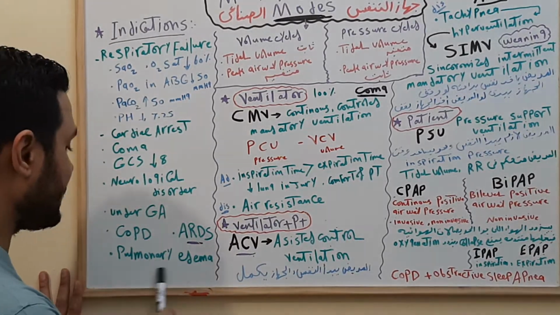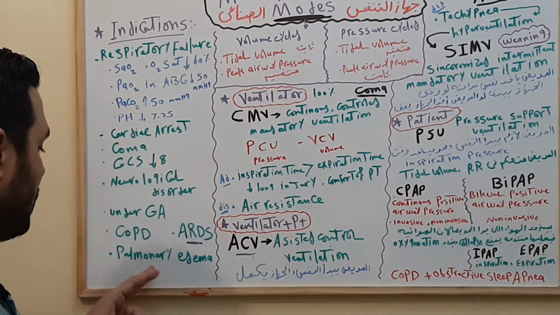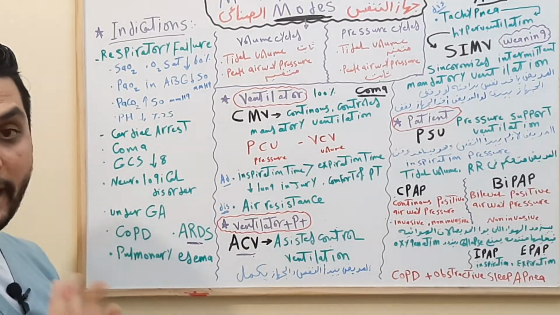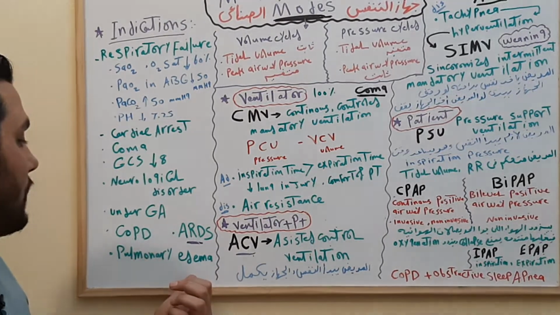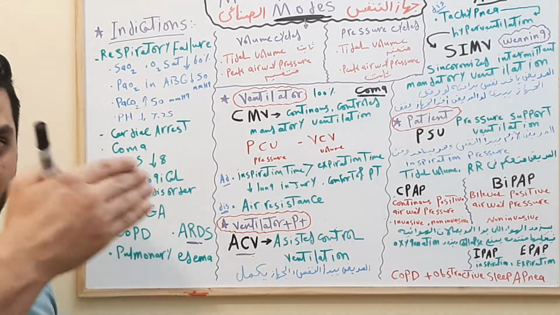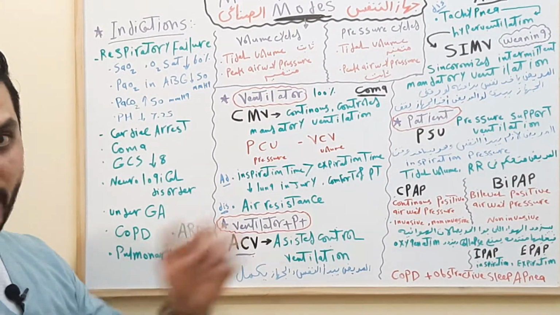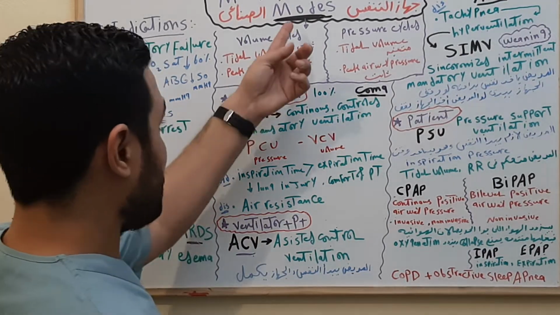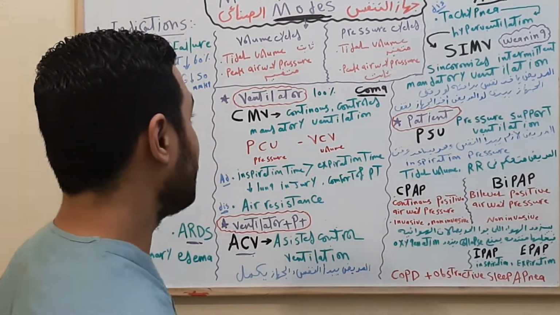The last thing is pulmonary edema. In pulmonary edema, the patient has an accumulation of fluid in the lung, so he can't breathe. So we can put the patient on non-invasive CPAP. If that is not effective for the patient, we transfer to invasive CPAP or a mechanical ventilator. Okay. The next thing we will speak about is the modes of mechanical ventilator.